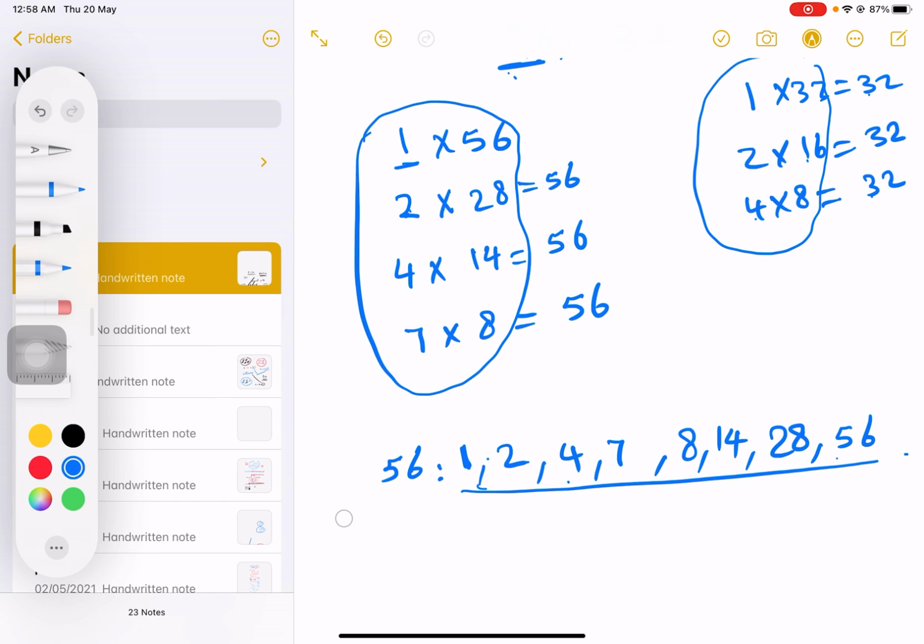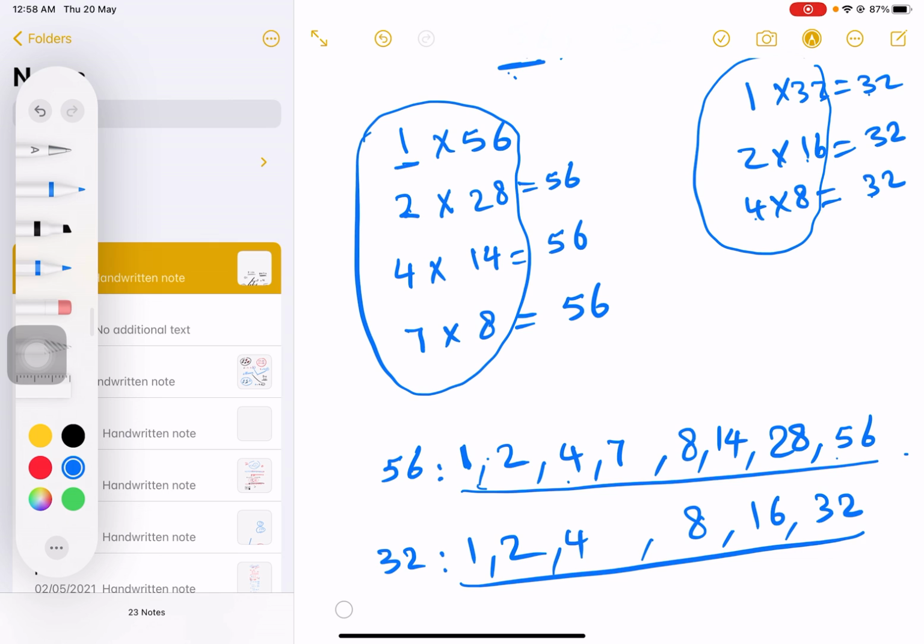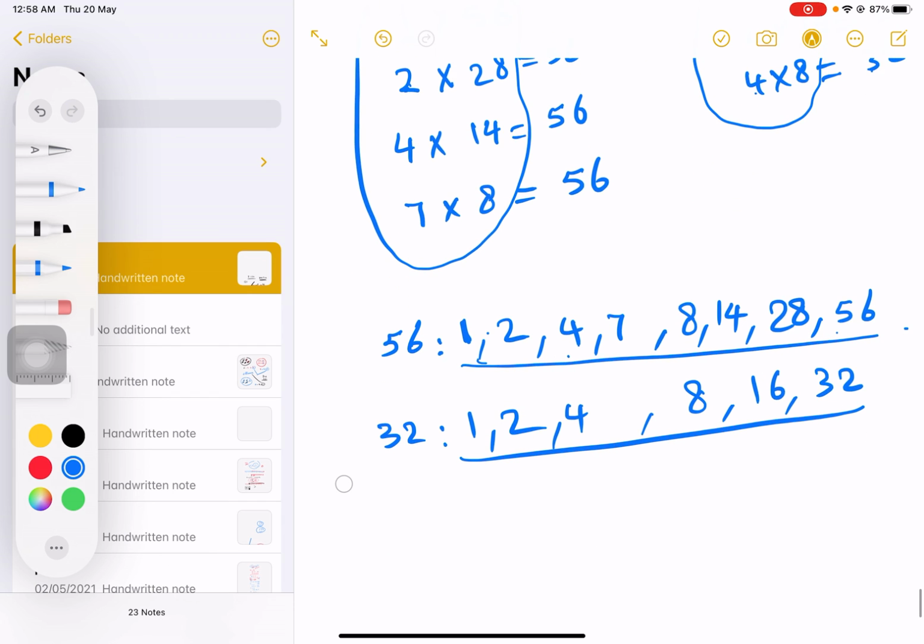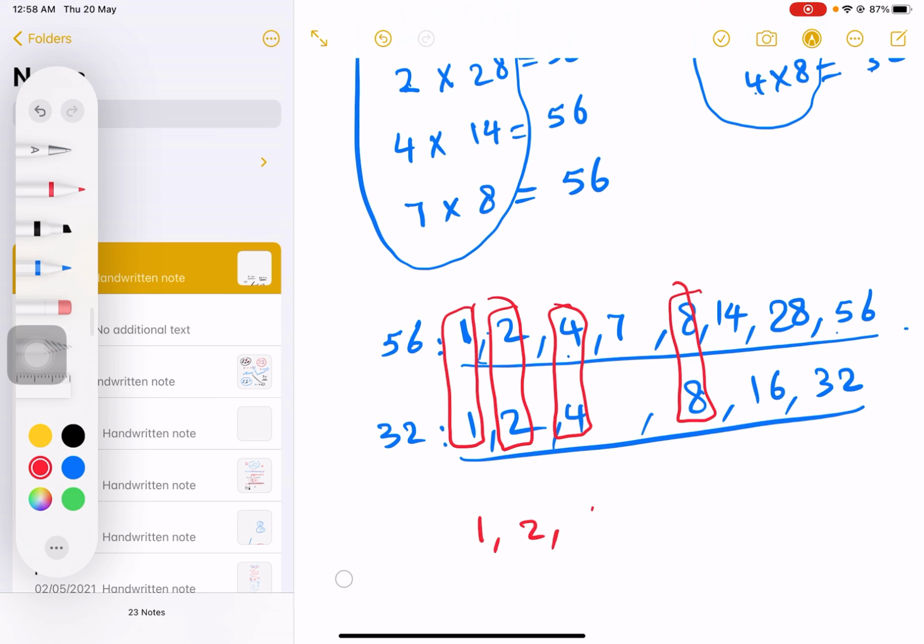I will write 32 as a list. It will be 1 with 32, 2 with 16, and 4 with 8. So all these are called divisors. 32 can be divided by them without any remainder. Now, what are the common numbers between them? I will write 1, they are the common number. 2, 4, 8, no more. So the common numbers between them are 1, 2, 4, 8.